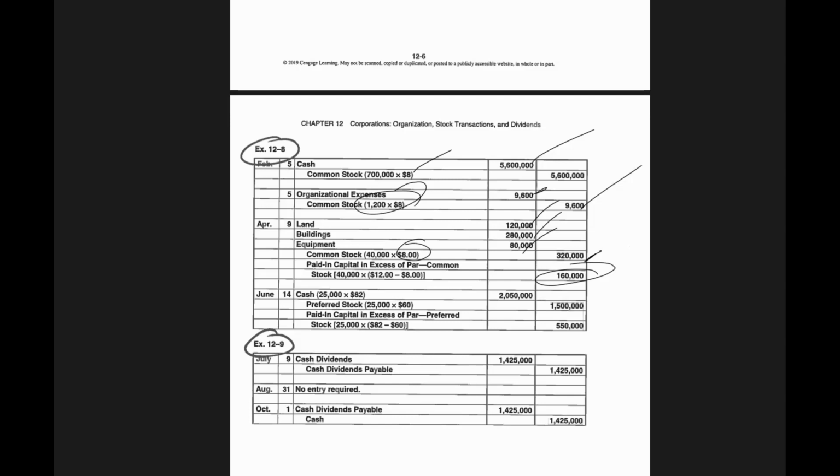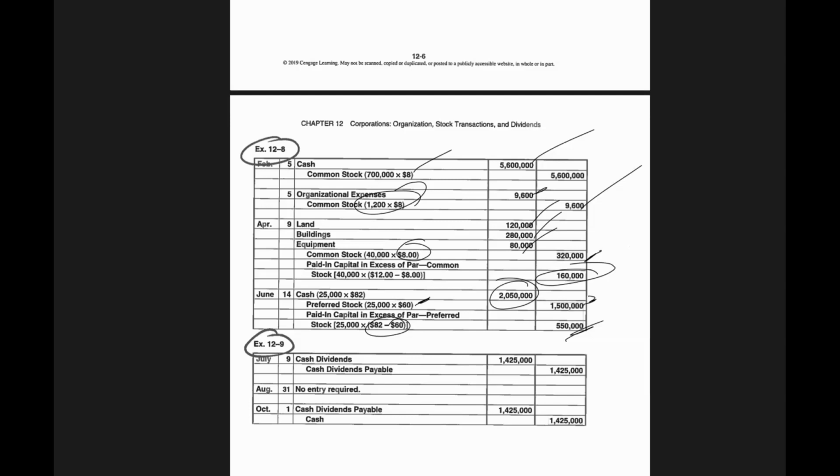On the 14th of June, they issued 25,000 shares of preferred stock at $82. Well, we notice also that our preferred stock has a par value of 60, so we're going to credit preferred stock at $60 times 25 grand. There was a difference of 82 and 60, or $22 times 25,000 shares, 550. All of it is going to be debited to cash for $2,050,000.